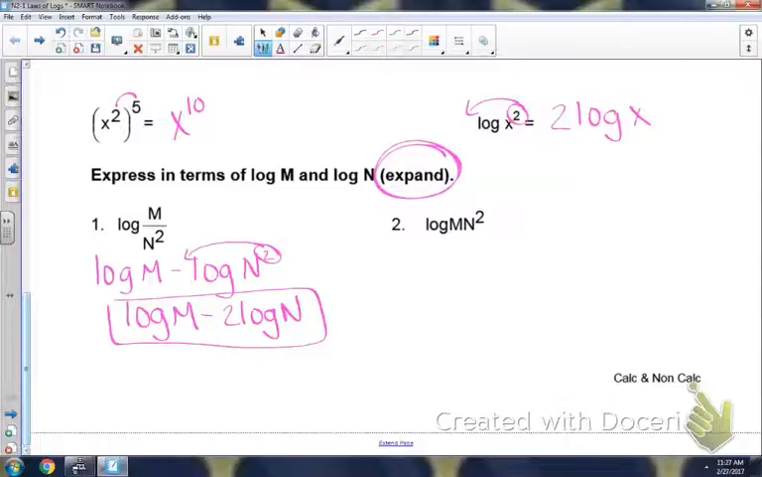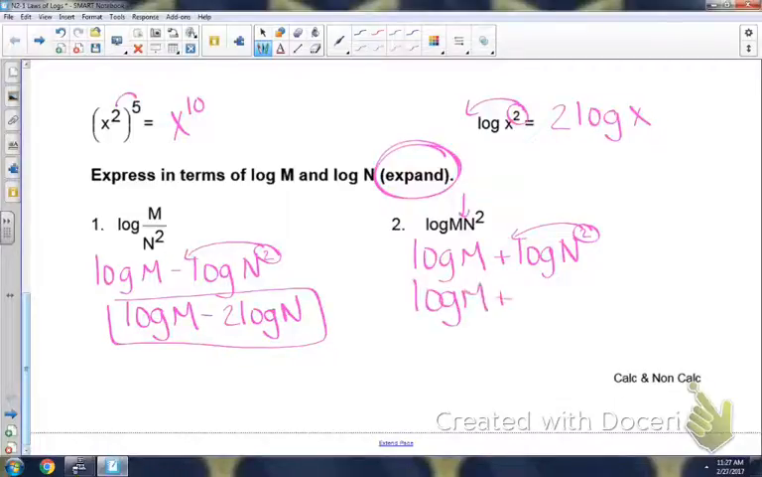Notice on number 2 that we're multiplying m and n squared. When we multiply, we can add the logs, so log of m plus log of n squared. Then the same thing we did on number 1, make that exponent a coefficient and multiply it in front. So that would be log of m plus 2 log of n. That is expanding, and we'll be using that when we get to solving equations.